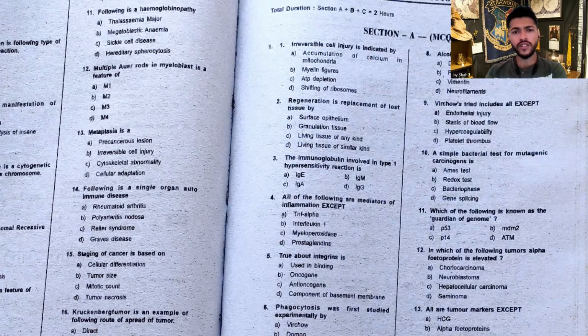Regeneration is replacement of lost tissue by living tissue of similar kind. That means regeneration. Granulation tissue is not regeneration. Granulation tissue is post-inflammation, which is repair. Granulation tissue is repair, and living tissue of similar kind is regeneration.